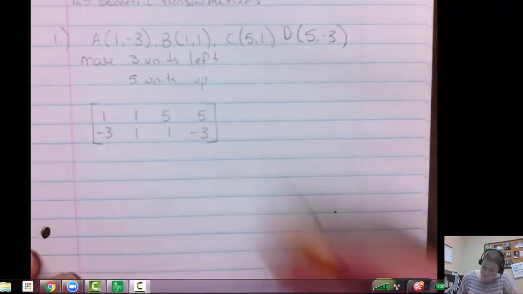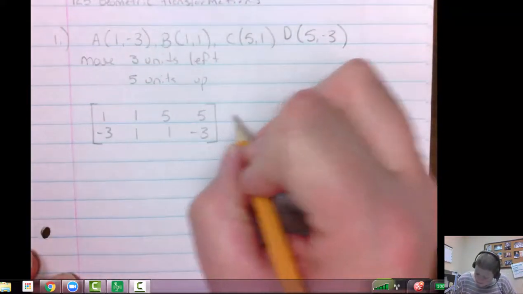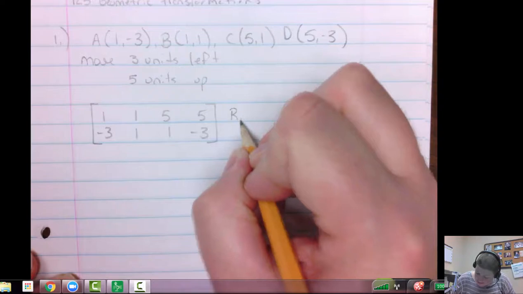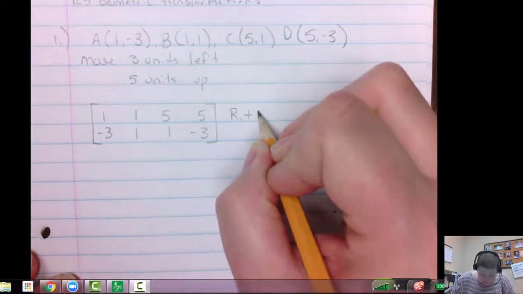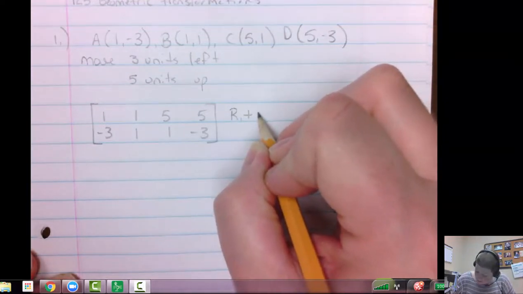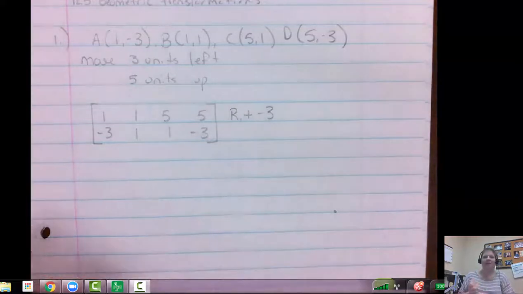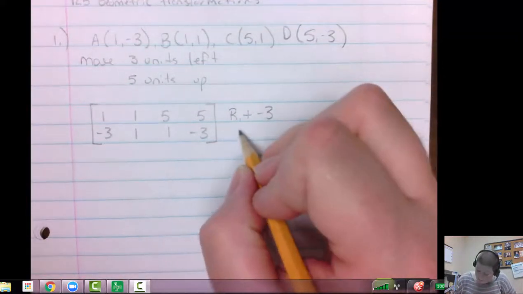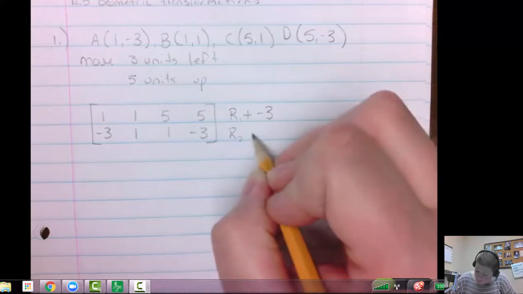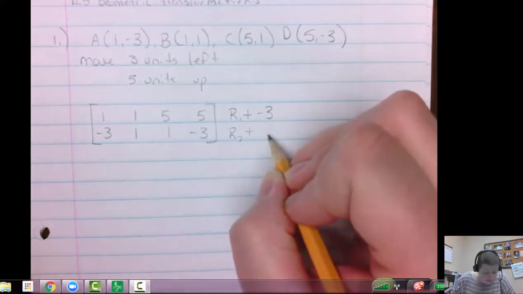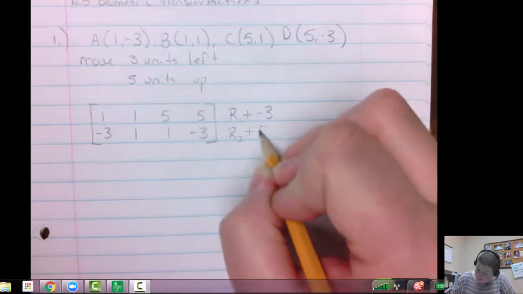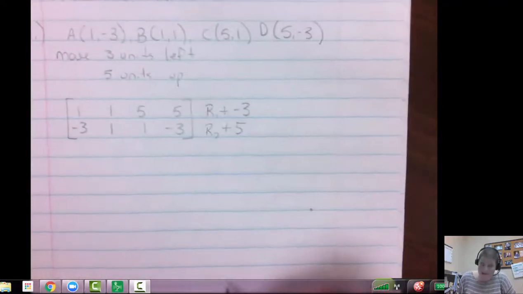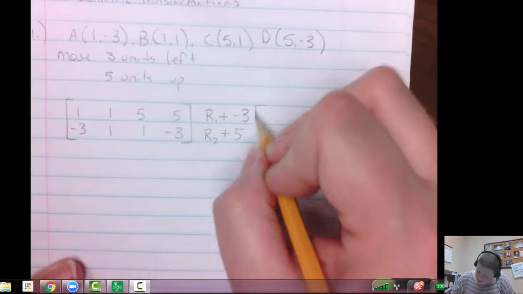And we know for this one that I'm going to take row 1, because those are my x values, and I'm going to add a -3, because we're going to go 3 units to the left. It's a negative direction. And we're going to take row 2, and we're going to add 5, because we're going up, and up is a positive direction, and that's going to form my new matrix that is my answer.